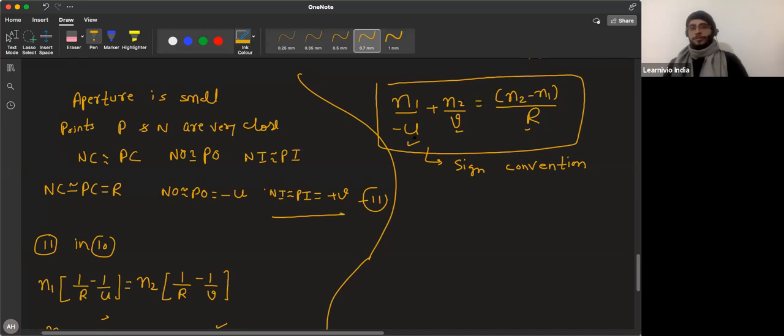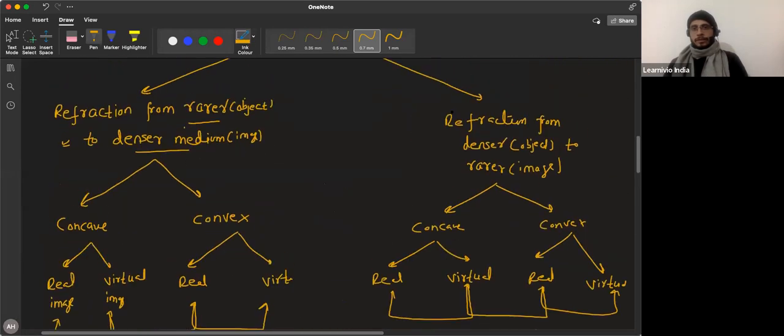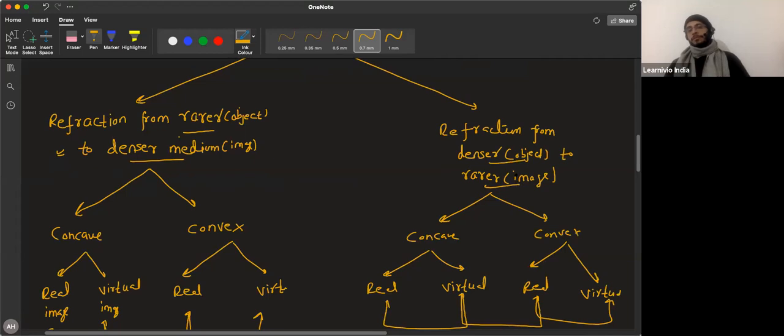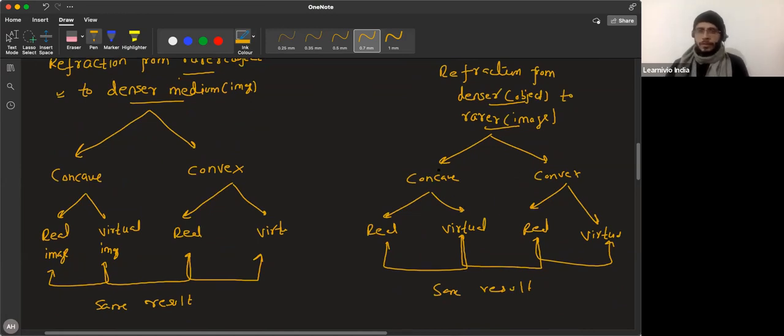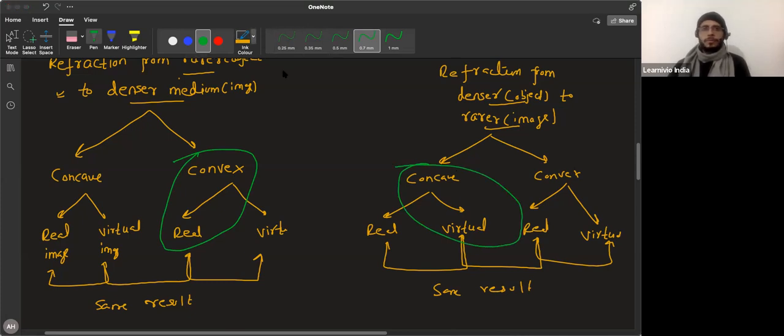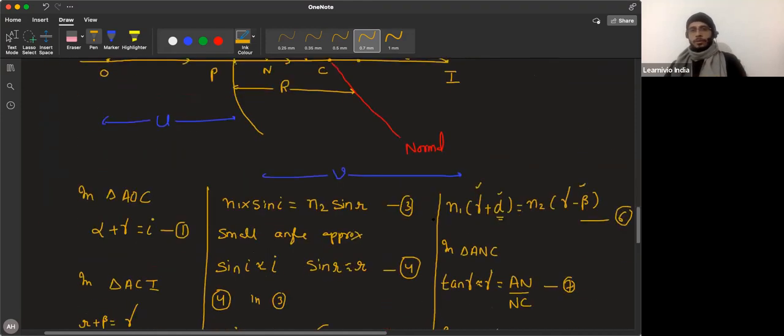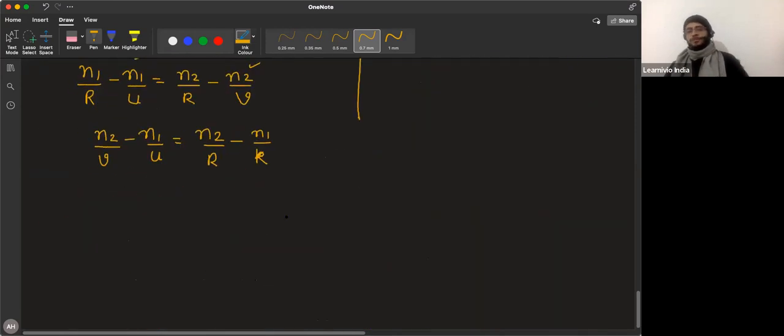Okay, now let's do another case. The other case is this, when the refraction is from denser to rarer, means your object is in denser medium and your refraction is to the rarer medium. So we can have any of the cases. Earlier I picked convex and real. Now let's pick concave and virtual. You can pick any of the cases, you will get the same result. Earlier I took convex, so I'm taking concave. Earlier I took real, so I'm taking virtual. The result would not matter.